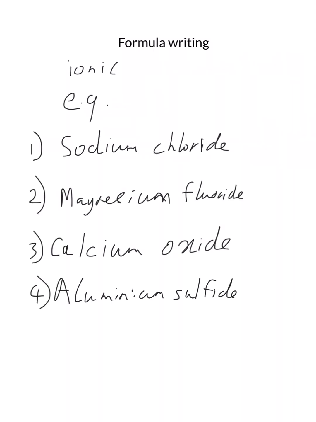So the first ones we're going to look at are the ionic compounds. For example, we've got 4 questions over here. How do we write the formula of sodium chloride, magnesium fluoride, calcium oxide, and aluminium sulfide? Now in the question, if I hadn't already told you these were ionic, you'd have to look through and work out if they're ionic or not. These are clearly ionic because they all have a metal in them. Sodium, magnesium, calcium, and aluminium are all metals.